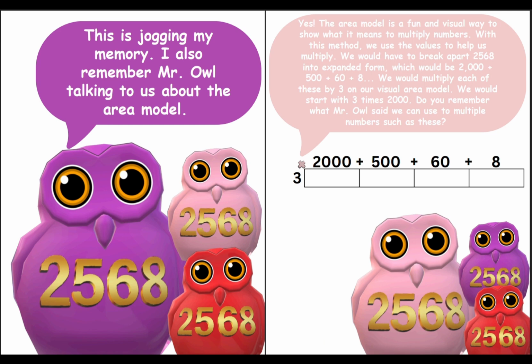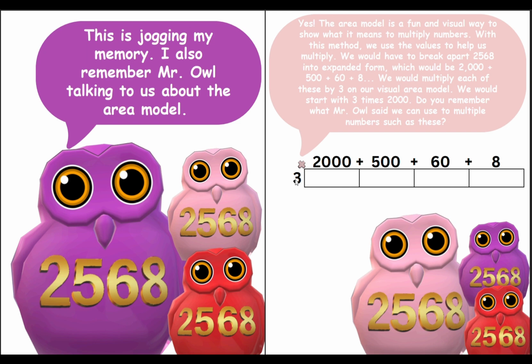This is jogging my memory. I also remember Mr. Owl talking to us about the area model. The area model is a fun and visual way to show what it means to multiply numbers. With this method, we use the values to help us multiply. We would have to break apart 2,568 into expanded form, which would be 2,000 plus 500 plus 60 plus 8. We would multiply each of these by 3 on our visual area model.